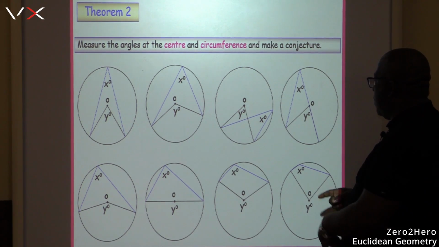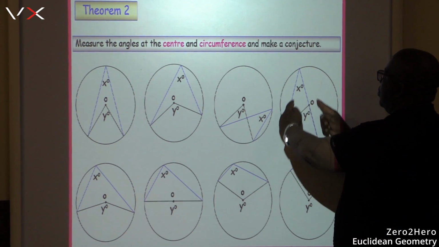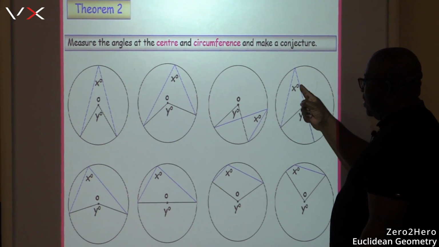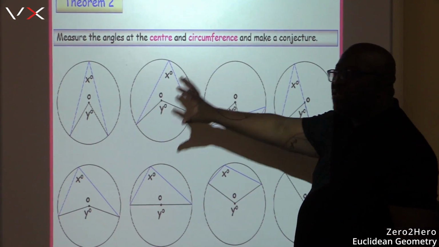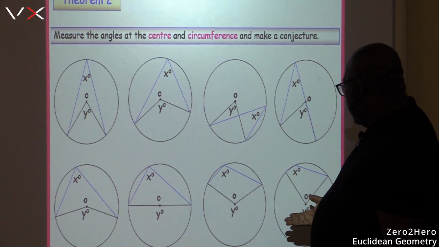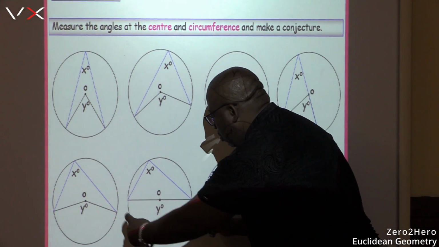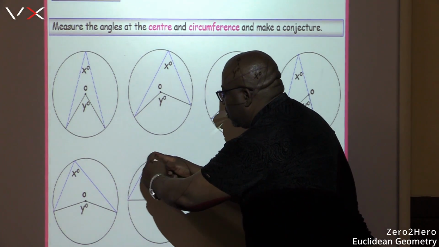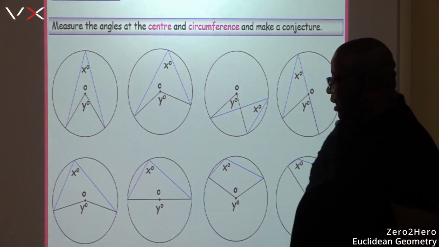Let's go to this one. This is my arc, it goes to the center. The same arc goes to the circumference. So this one is twice that one. You don't always expect it to come this way. It can come in 8 different ways. Let's look at this one. This is the arc, goes to the center. The same arc goes to the circumference. Remember, this is 180. If this is 180, therefore that one will be 90.